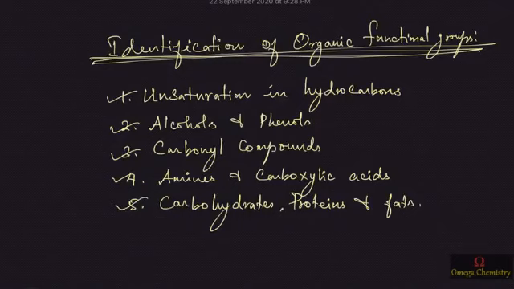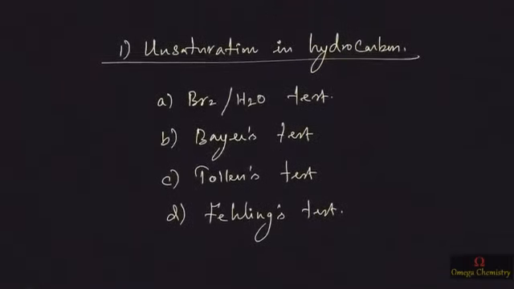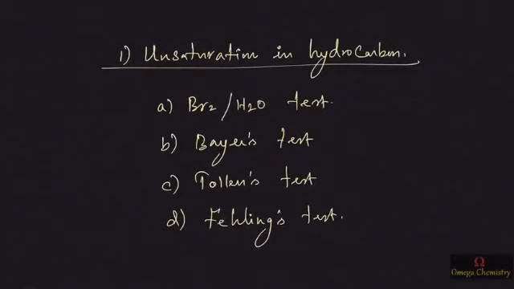Okay. So in this session, we shall learn about the tests to find out the unsaturation in hydrocarbons. Of course, there are 4 tests available. The first one is bromine water test, and the second one is Baeyer's test. Third one is Tollens test, and fourth one is Fehling's test.